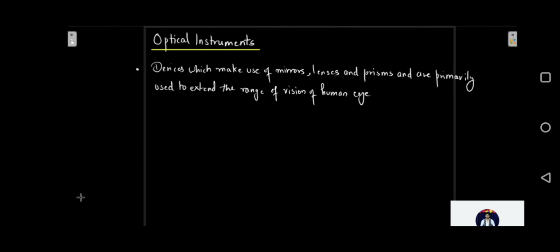Far objects, for example different planets or astronomical objects, are not seen clearly by normal eyes, correct? This can be made possible by using telescopes. A telescope is an optical instrument. For viewing tiny objects we use a microscope. For viewing a distant object clearly we use a telescope. So all these things are optical instruments.